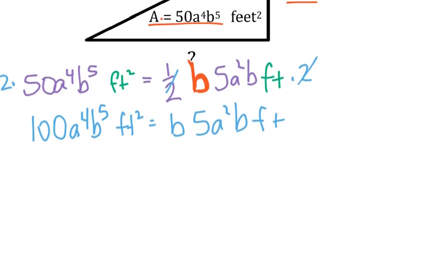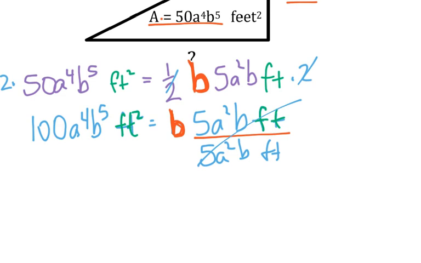Okay, so just to kind of color code things, I've got feet squared and feet. And then I've got B is what I'm solving for, because I don't want to get that one confused with that kind of B right there. So I am going to get this red B by itself, so I have to divide by the 5a to the second b feet, and that's going to cancel out. So I have to divide over here by 5a to the second b feet.